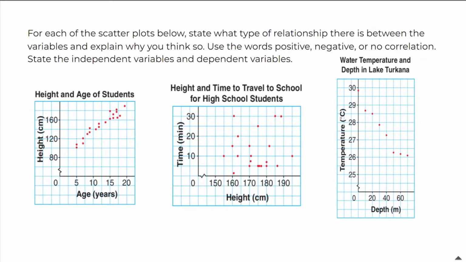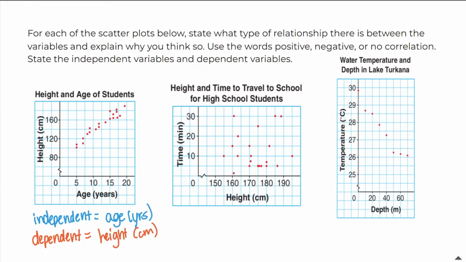So here, in our first example, the height and age of students, let's first of all determine what's independent and what's dependent. So our independent variables will always go on the x-axis. So we can say that our independent variable is the age in years. And we can say that our dependent variable is the height in centimeters.